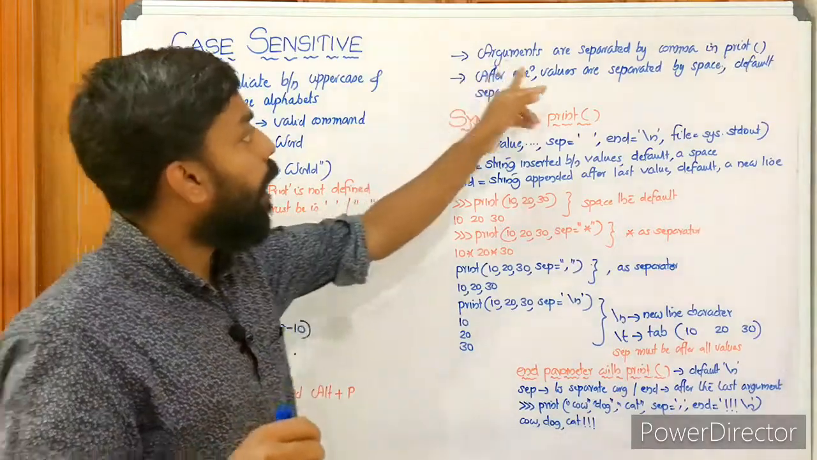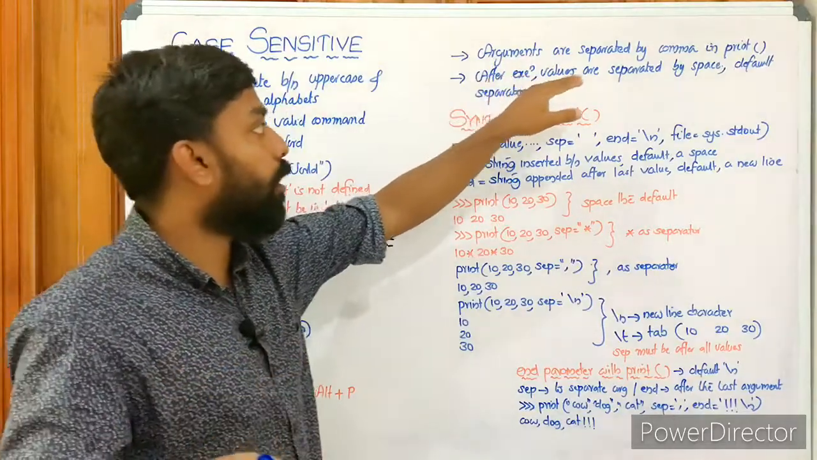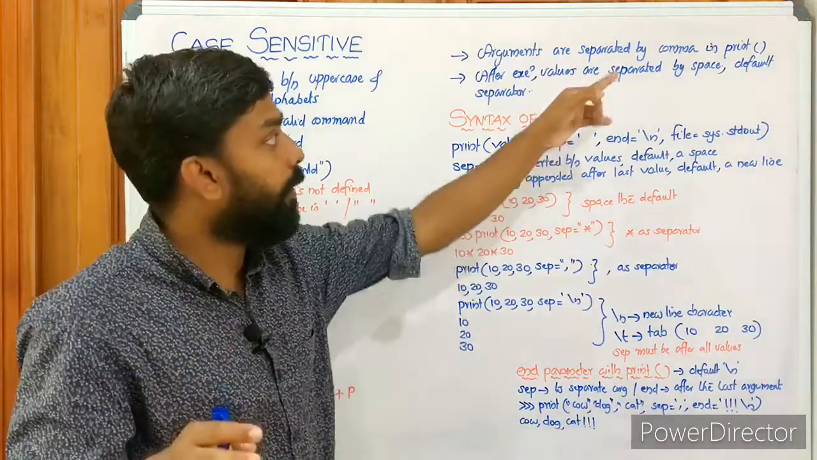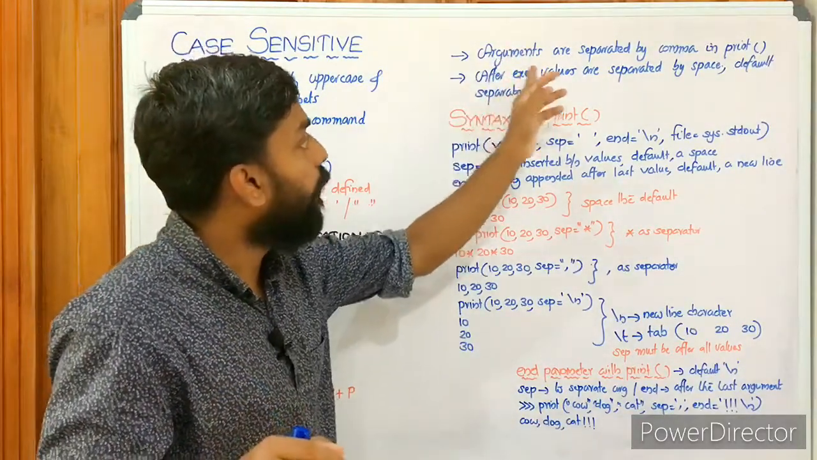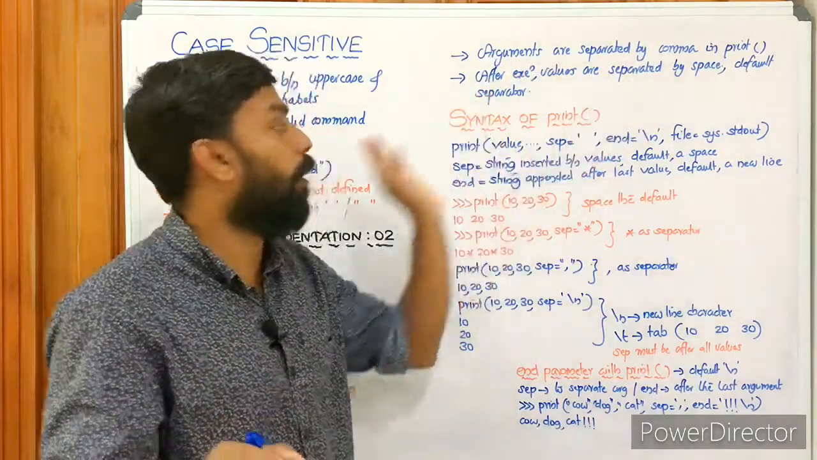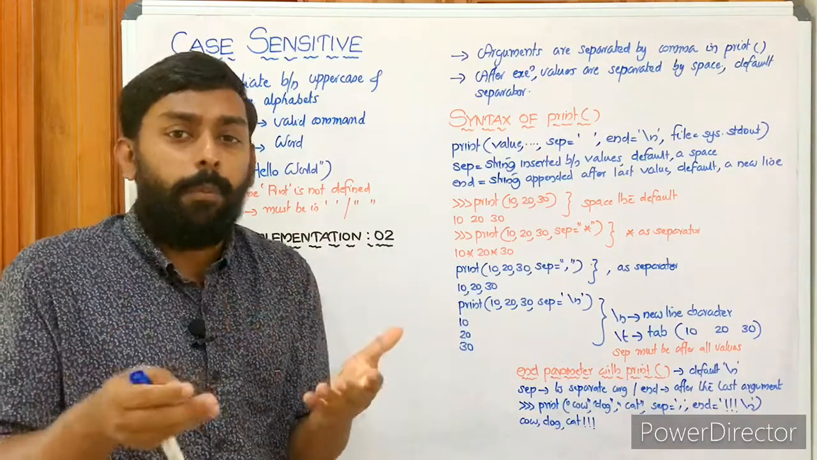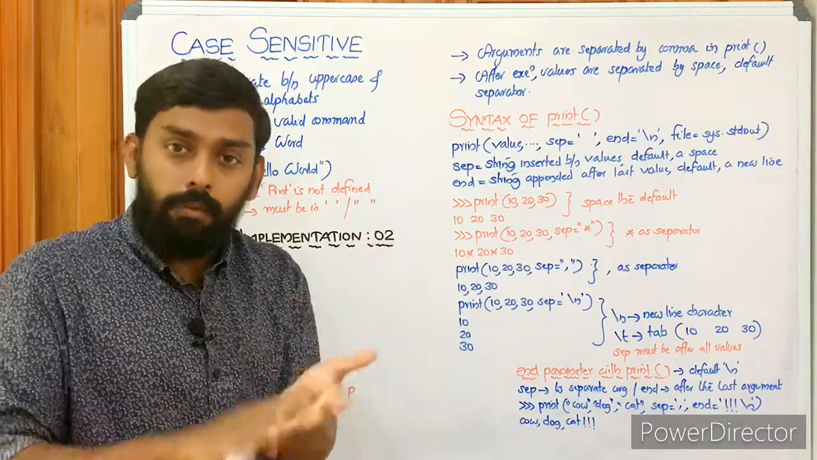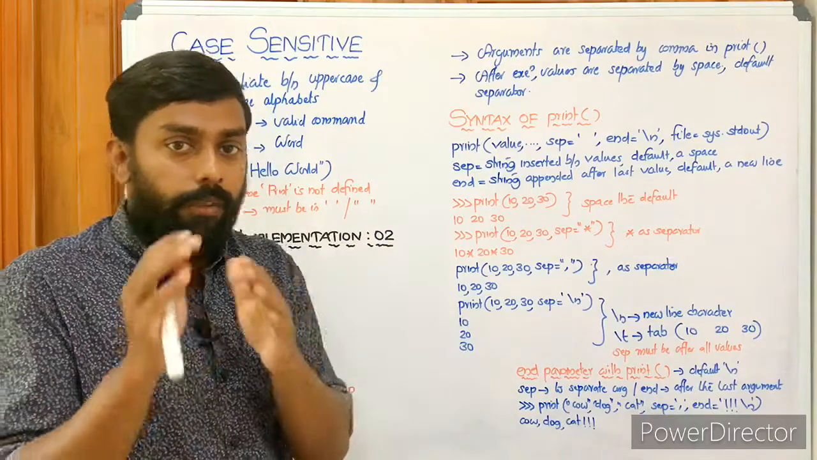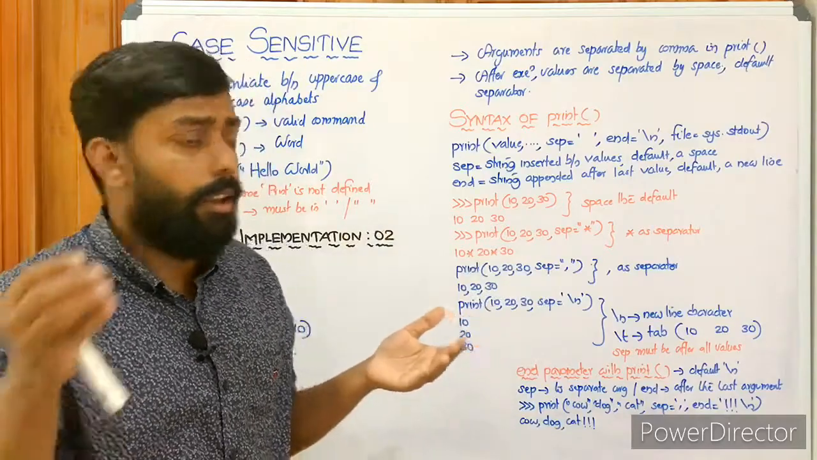So arguments are separated by comma in the print function, but in the output, that means after execution, values are separated by space by default. Default means even if you are not specifying anything, a space will be taken. But we can change it. We have the flexibility of changing it. You can change that to plus, minus, quotes, anything. Any other symbol, star.